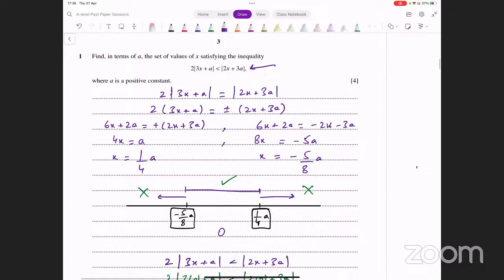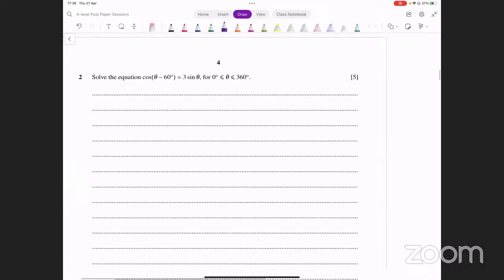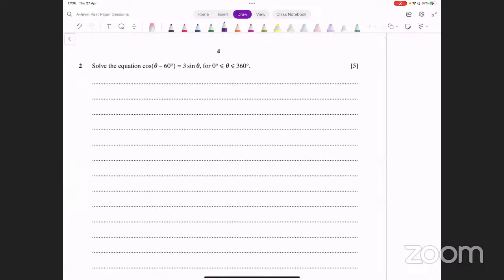Okay, let's move on. The second question is, we have to solve this equation: cos of (theta minus 60) equals 3 sine theta, for theta between 0 and 360. It's a pretty standard question.